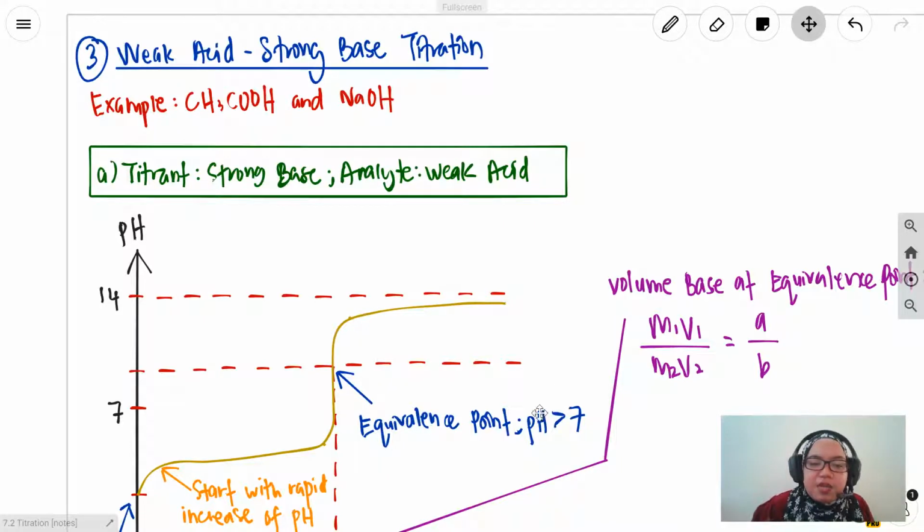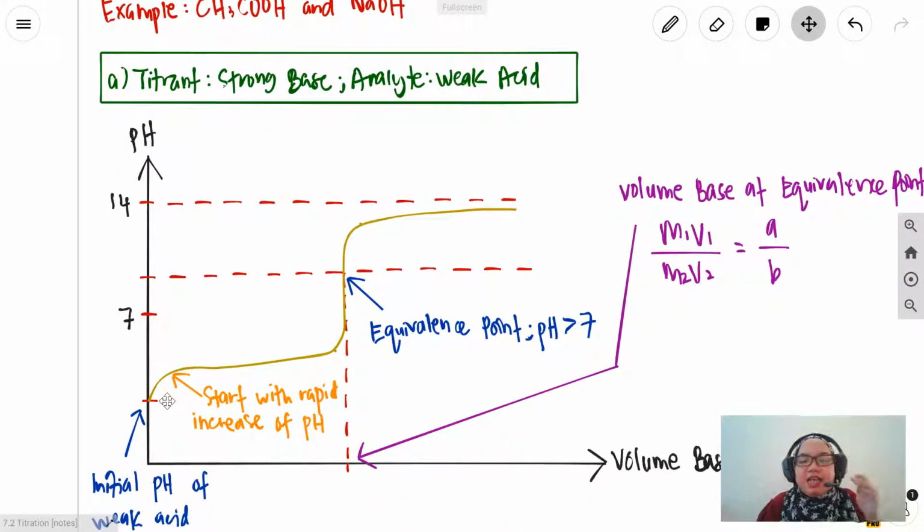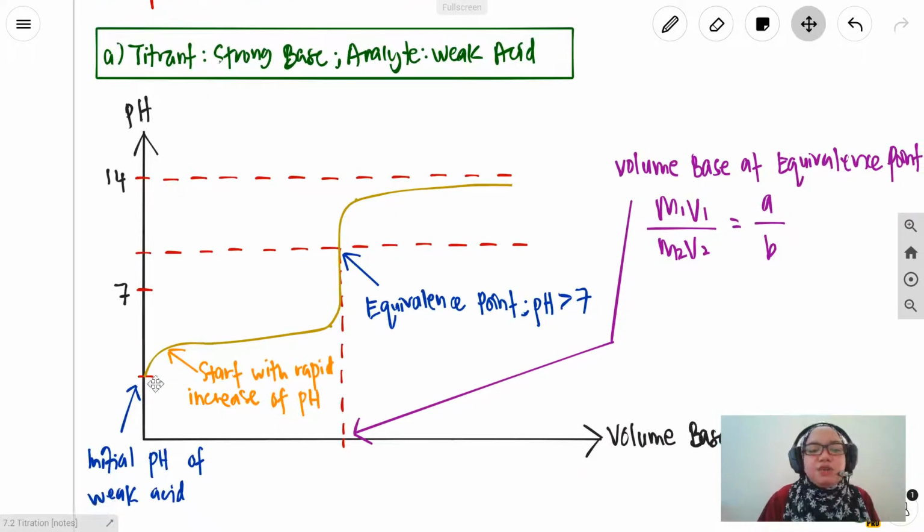What happens? A weak acid has a slightly higher pH than a strong acid, right? The strong acid is a bit lower, so the weak acid is a bit higher. So this is the initial pH of the weak acid. When you drop the strong base into the weak acid, it starts with a rapid increase of pH. Then after this point it becomes consistent again, and increases gradually.